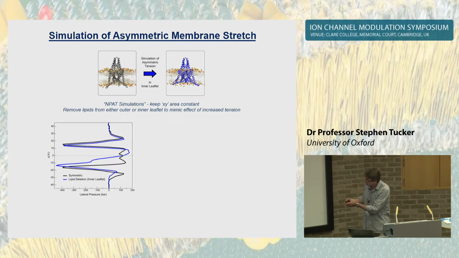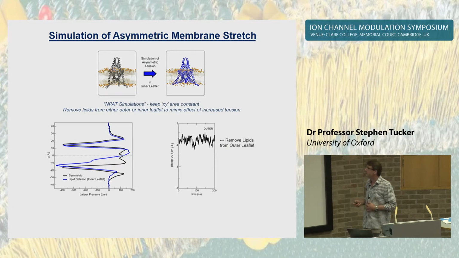So, of course, you see an asymmetric change in the pressure profile. This shows removal of lipids from the inner leaflet. If you did it from the outer leaflet, it would simply be inverted. And so you could see the increase in tension here and the reduction in the positive forces within the core of the bilayer. So what happens if we quantify the structural change?